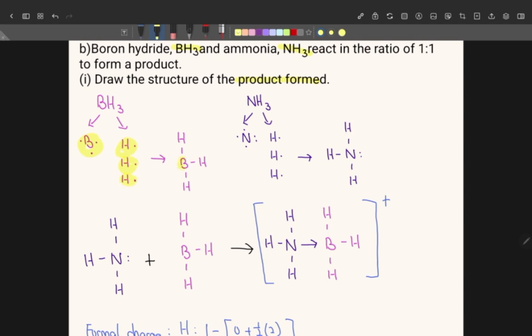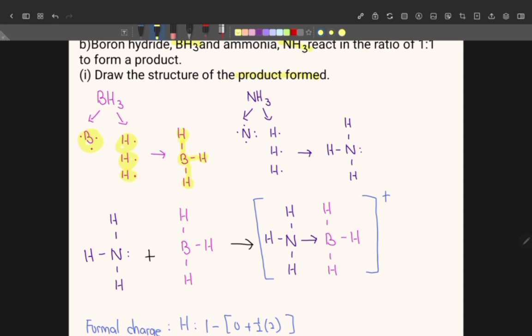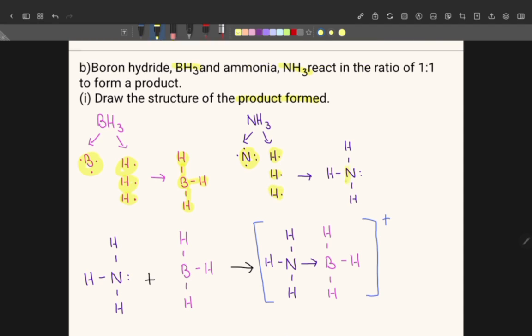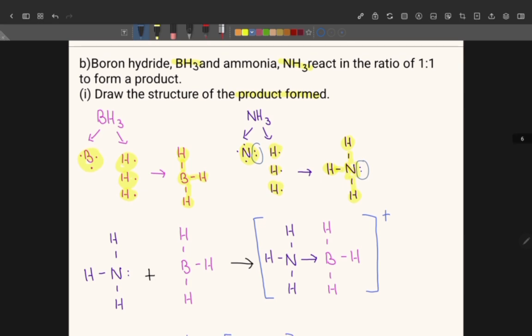So 1 B will form 3 bonding pairs with 3 H. So this is the Lewis structure. And then for NH3, N has 5 valence electrons, H has 1. We also have 3 hydrogens. Nitrogen will form 3 bonds with 3 hydrogens, and then it remains 2 valence electrons, so it will form the lone pair of nitrogen.